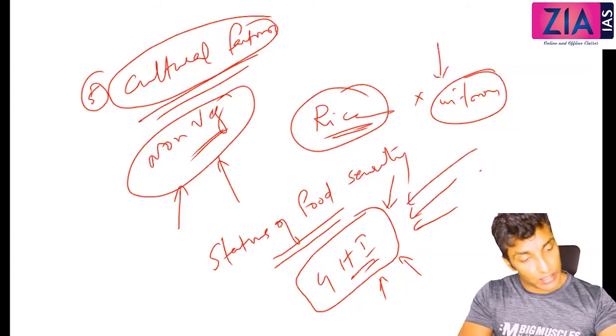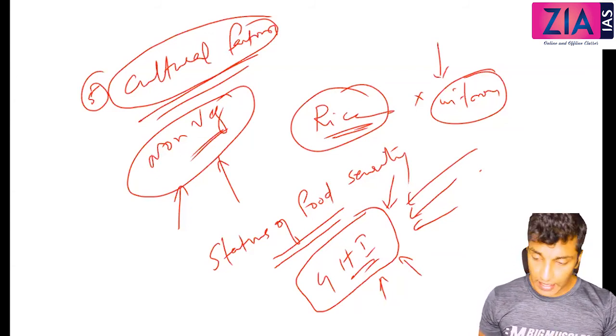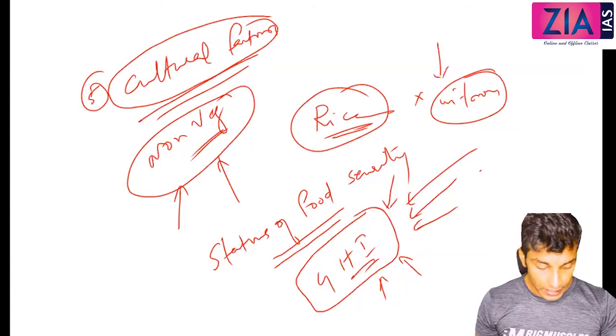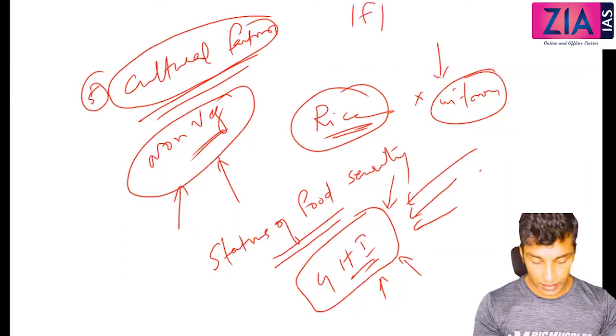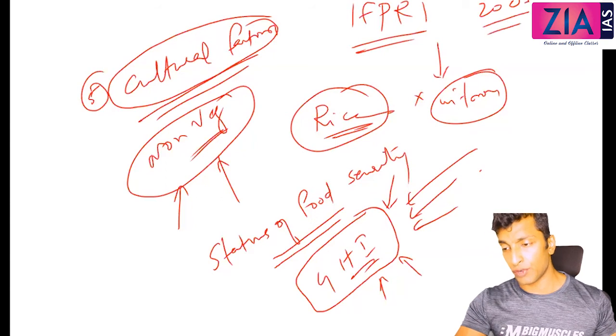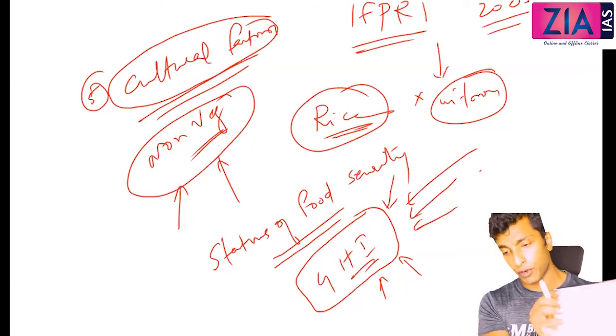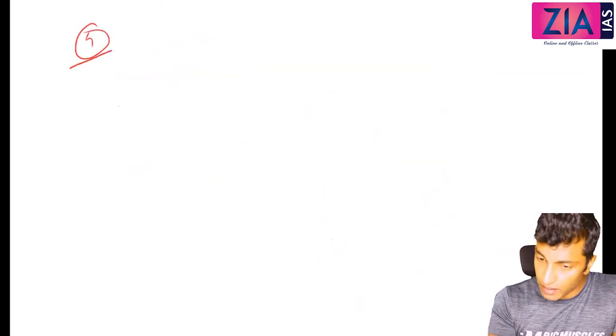Okay, so 4 components are taken when it comes to the Global Hunger Index. It was developed by the International Food Policy Research Institute, IFPRI, in 2006, based on 4 components. All those 4 components we have already discussed. If you want, I can quickly go through that. So there are 4 components. Firstly, the proportion of undernourished population.